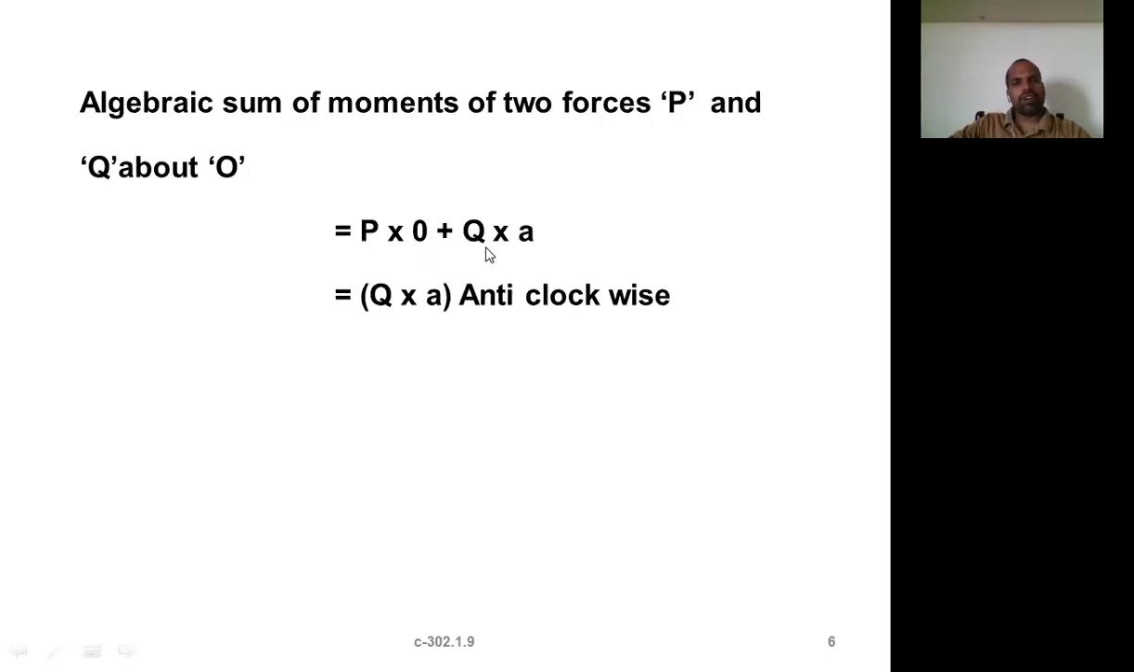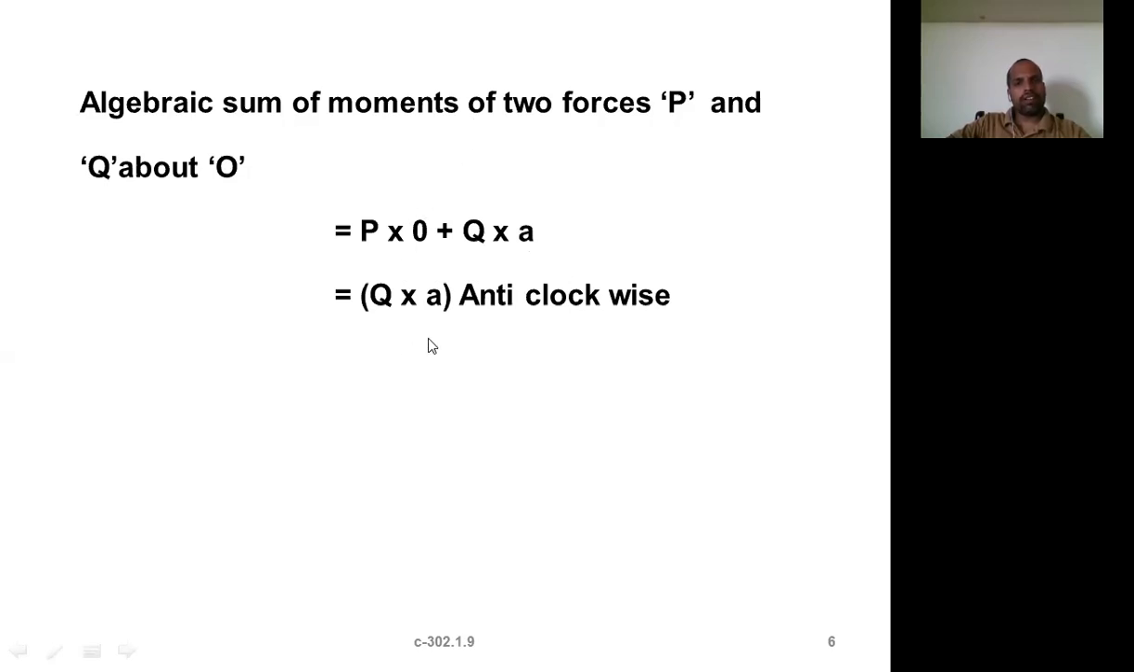And the second force, what is the other force? Q. What is the distance between point O and Q? That is nothing but A. The distance is A. So the force is Q, and the distance between O and this is A. So then, what is the moment? In that case, Q into A. So the algebraic sum of moments is nothing but Q into A.